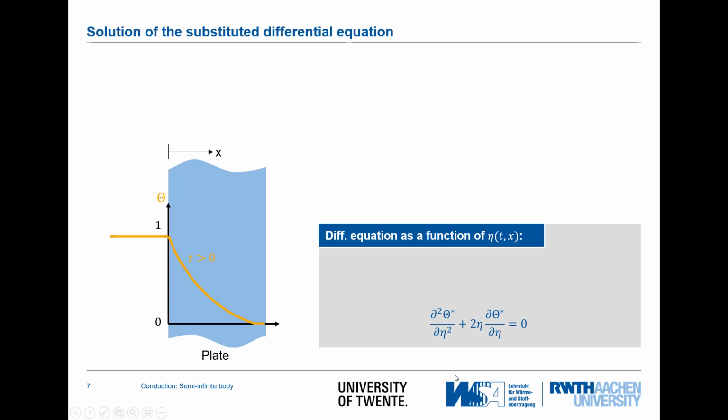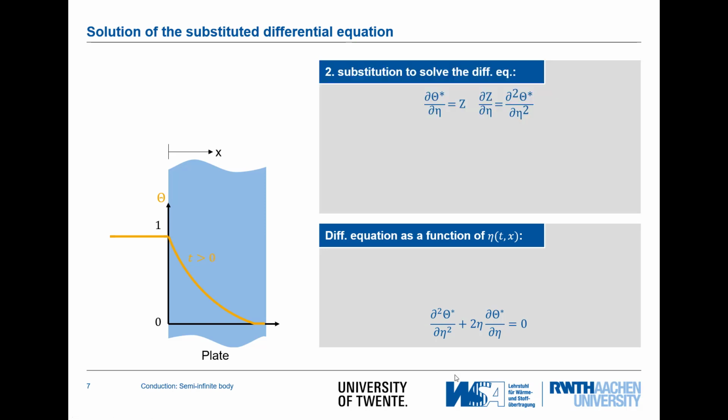How can we proceed with this equation? Of course, we have to solve it. And for solving, we do the next mathematical trick. We make a substitution. So we substitute d theta divided by d eta with the variable z. And so dz over d eta is equal to the second derivative of theta with respect to eta squared.